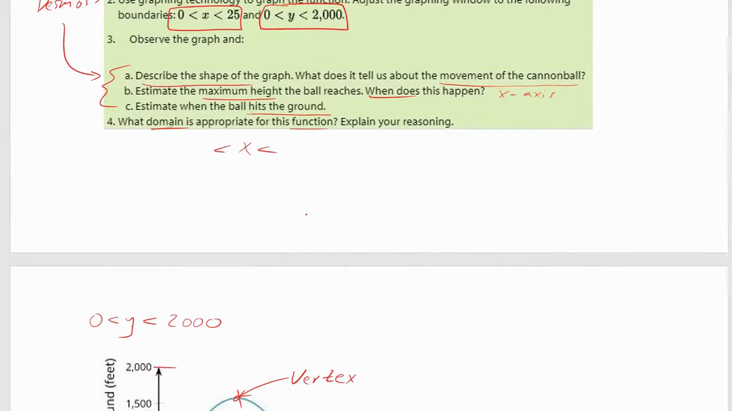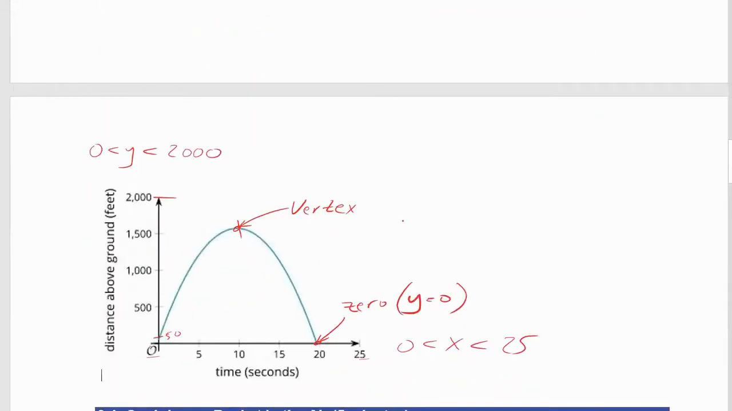So, what's the shape of the graph? What does it tell you about the movement of the cannonball? Hopefully you said what comes up must come down. And that's just basic understanding.